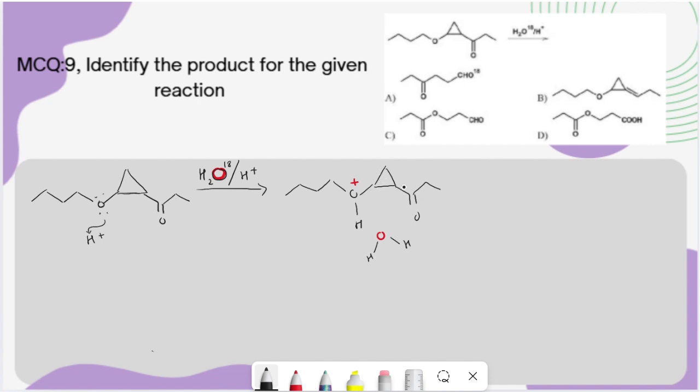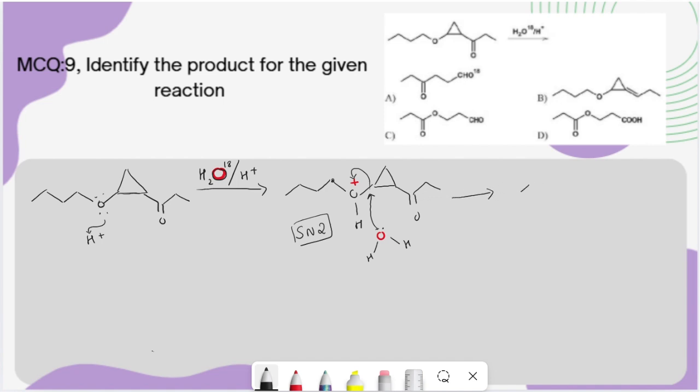We know that cyclopropane cannot form a carbocation because it's highly unstable, right? And also this carbon cannot form a stable primary carbocation. So SN1 is not possible here. SN2 will take place. That means what? The oxygen will attack the molecule and this oxygen-carbon bond will break. So it is happening in one step.